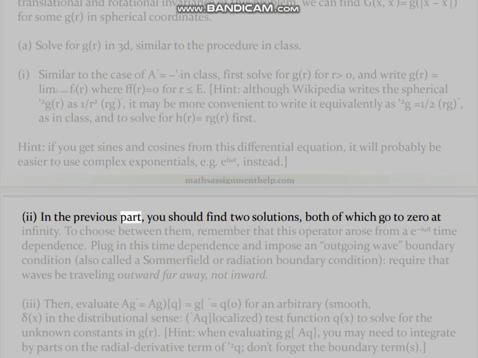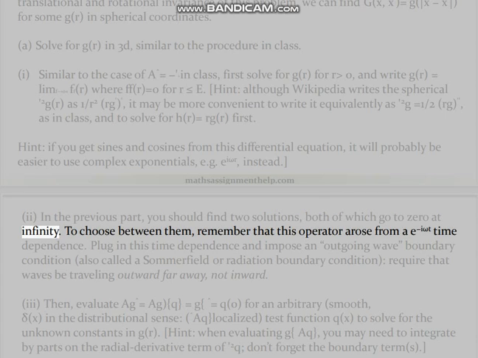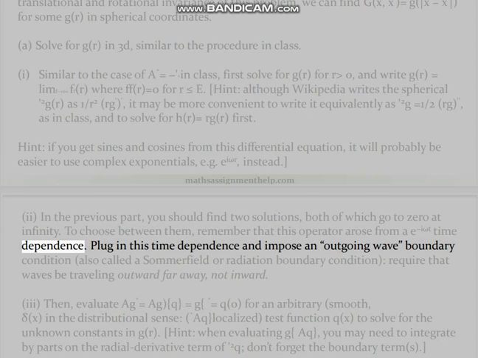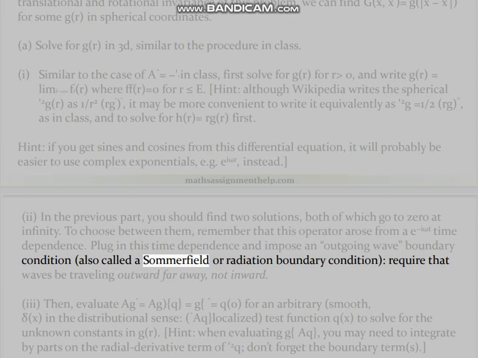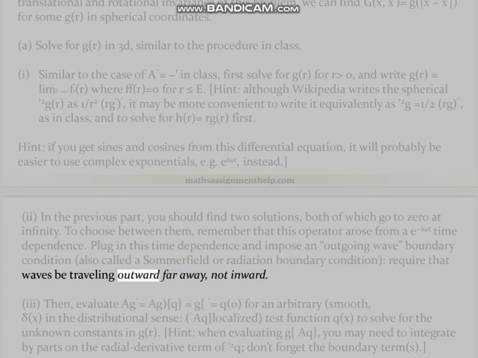2. In the previous part, you should find 2 solutions, both of which go to 0 at infinity. To choose between them, remember that this operator arose from an e^(-i omega t) time dependence. Plug in this time dependence and impose an outgoing wave boundary condition, also called a Sommerfeld or radiation boundary condition. Require that waves be traveling outward far away, not inward.